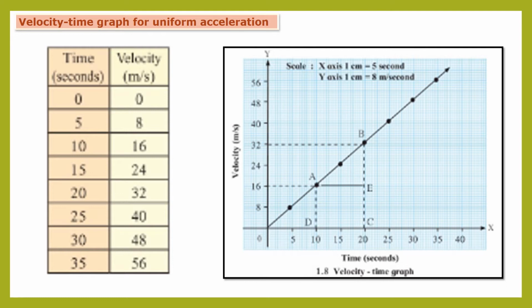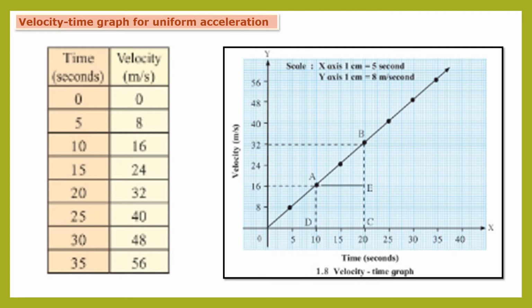Time is given here in seconds and velocity is in meters per second. When the initial time is 0, the velocity is also 0. When time is 5 seconds, the velocity is 8 meters per second. At 10 seconds, it is 16 meters per second. At 15 seconds, 24 meters per second. At 20 seconds, 32 meters per second. At 25 seconds, 40 meters per second. At 30 seconds, 48 meters per second. And at 35 seconds, 56 meters per second.